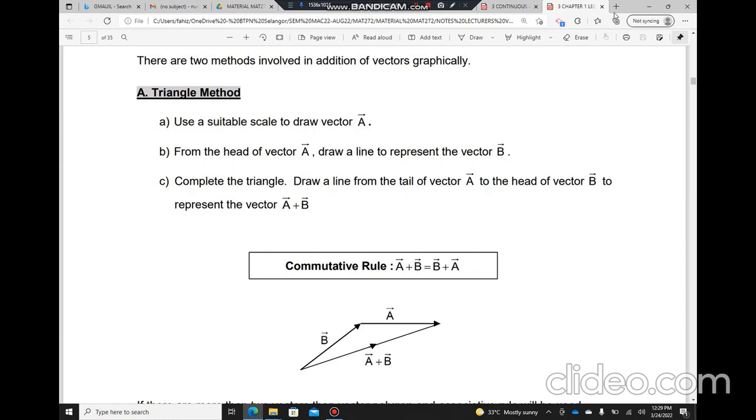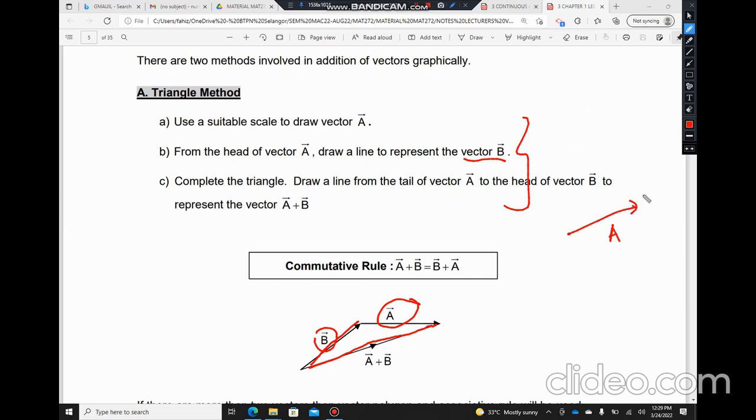Okay, so mula-mula kita lukis dulu vektor A. Okay, kat sini kan. So awak lukis dulu vektor A and then draw a line to represent the vector B. So buat satu lagi line untuk represent vector B. Complete the triangle. Maksudnya kalau A dengan B, okay, complete, jadikan dia bentuk triangle. So complete the triangle. Draw a line from the tail of vector A to the head of vector B to represent the vector A plus B. So yang ni sebenarnya penerangan dia ni dia buat macam ni, A, B kat sini. So yang awak akan dapat A plus B.